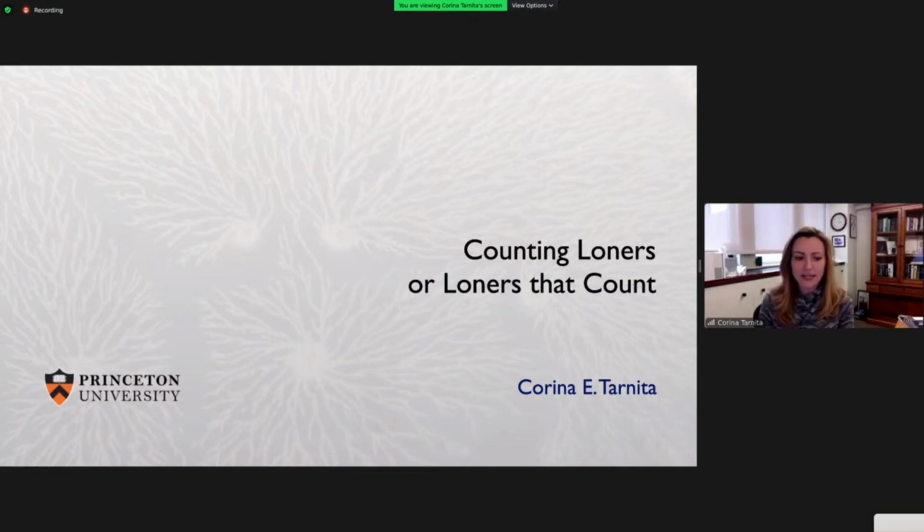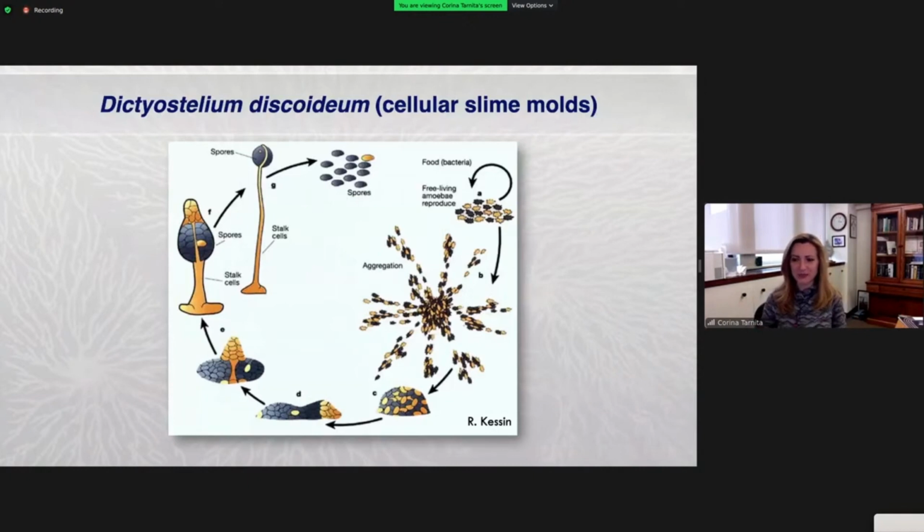Okay, so I have been extremely fond lately of this wonderful system. This is Dictyostelium discoideum, the cellular slime molds. They have a very interesting life cycle. They are single-celled amoebae, free-living. As long as they have food, they just eat and divide as solitary cells.